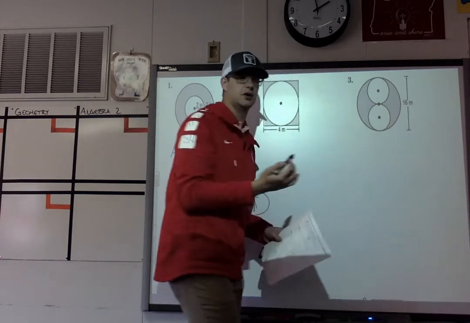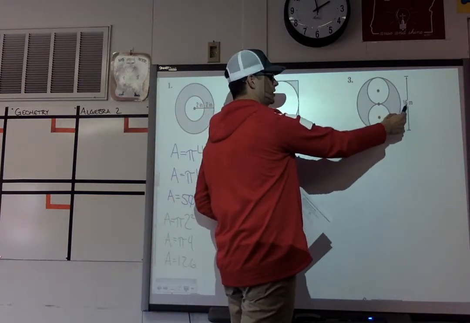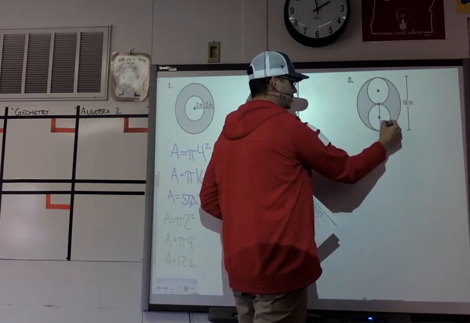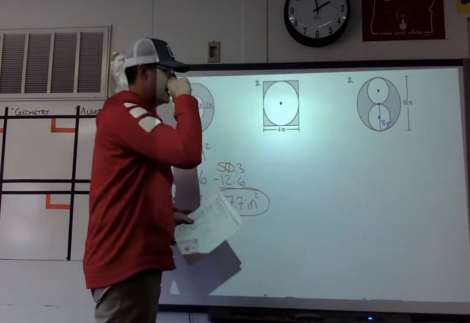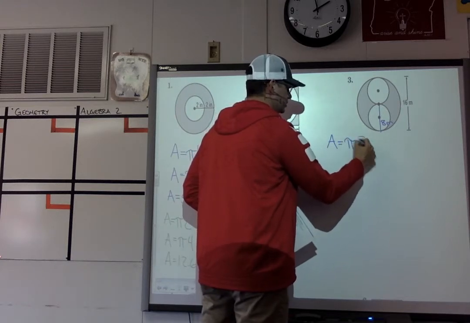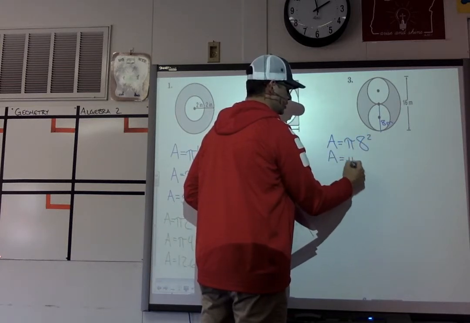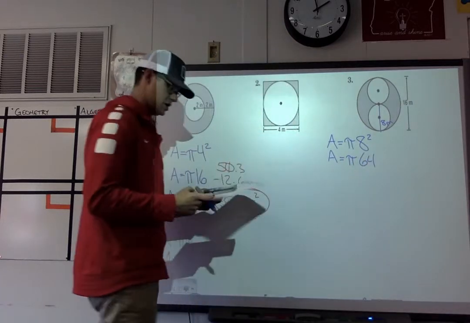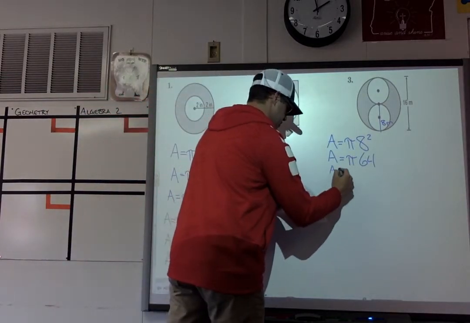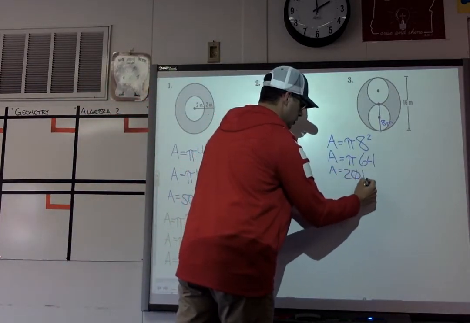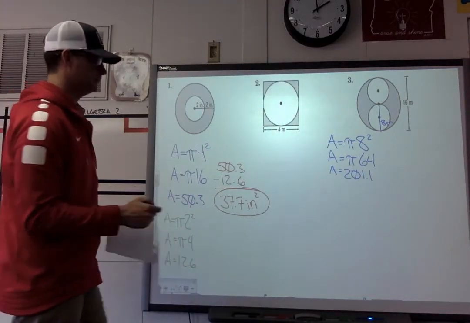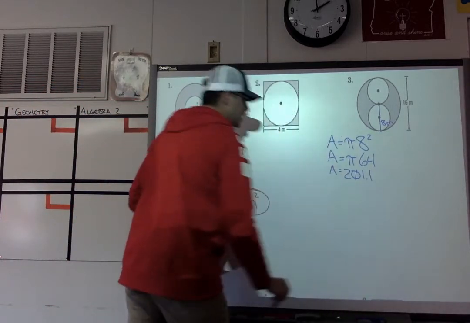In order to do that, we need to know the radius. They tell us that the diameter is 16. We know that the radius is half of the diameter. So the radius of the outer circle is 8 meters. So area is equal to pi times 8 squared, or pi times 64, which would give us an area of 201.1 meters squared.